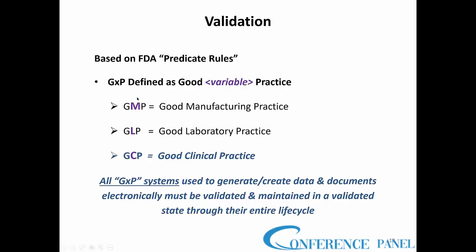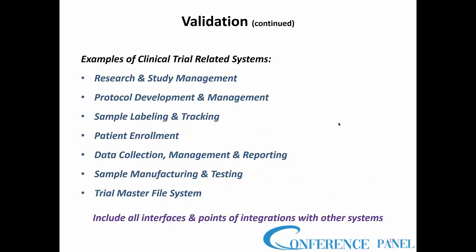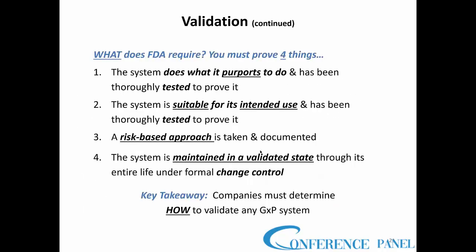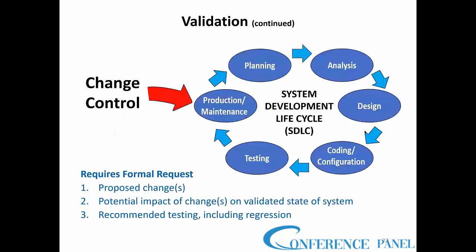If you have any kind of computer system you're using to process, manage, or store the data, you want to make sure you're following validation guidelines. Examples of trial-related systems are, now let's go out to the stakeholders, including third parties. You've got a lot of people that are involved in a clinical trial. So what does FDA require for your system? If you have an eTMF, you have to show it does what it purports to do. Now, it has to be maintained under formal change control.